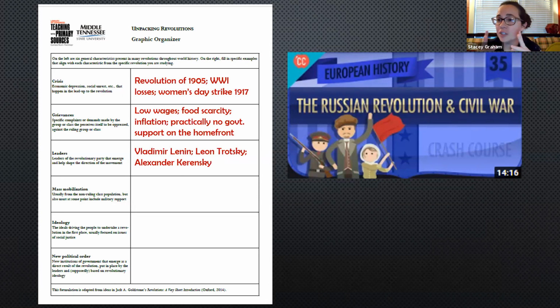Trotsky, the more organizational genius, he wrote a lot, he was more of a philosopher, and Lenin's philosophy was violence, change through violence. And he doesn't actually live much longer. He dies in 1924, and that's when Stalin takes over.